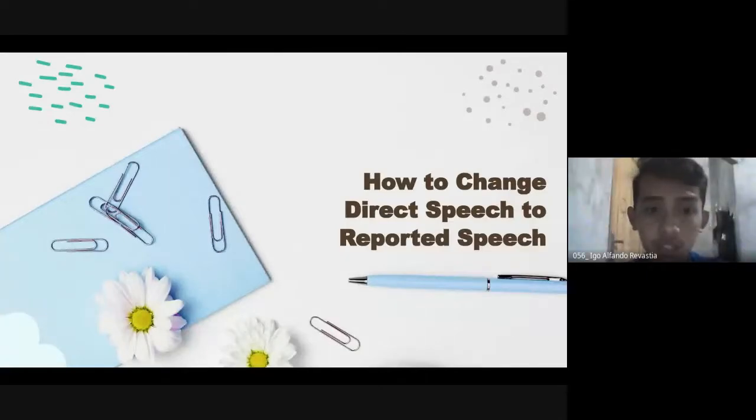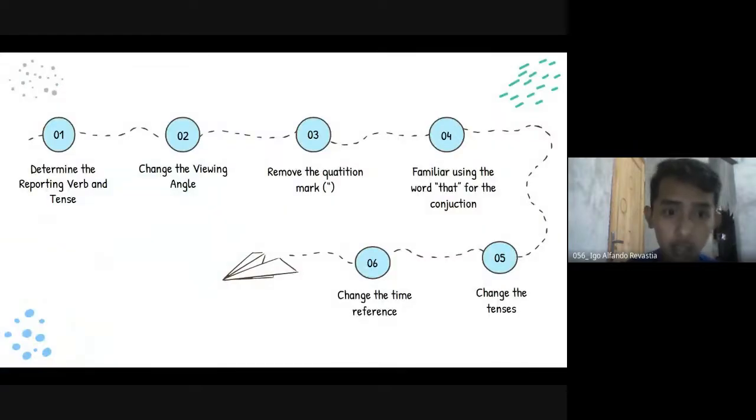How to change direct speech to reported speech, atau cara mengubah kalimat langsung menjadi kalimat tak langsung. Next, at first, determine the reporting verb and tenses. Tentukan reporting verb dan tensesnya. You have to determine the reporting verb, which is a verb that is used to report something such as say, tell, report, and others. Besides that, you also have to determine the tenses, whether you use the past tense, present tense, or future tense.